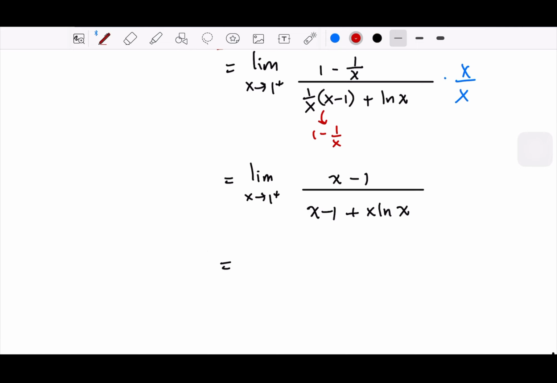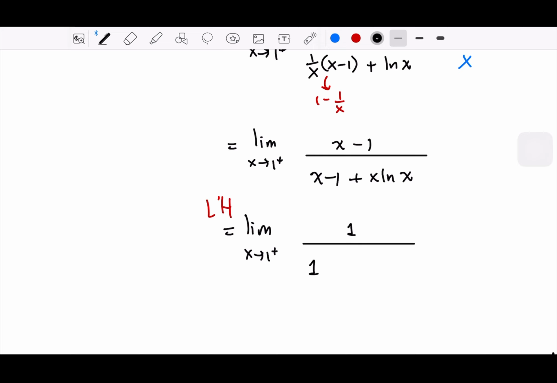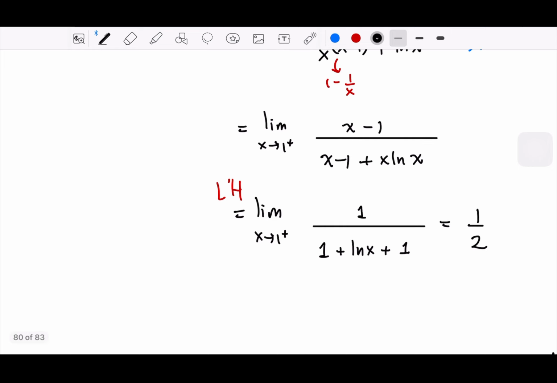So do one more L'Hopital. So we have this become 1, this become 1 plus ln x plus x over x, right? Or we can write x over x become 1, right? 1 over 2, yes, it's 1 over 2.